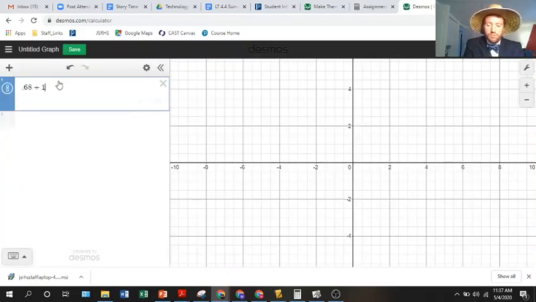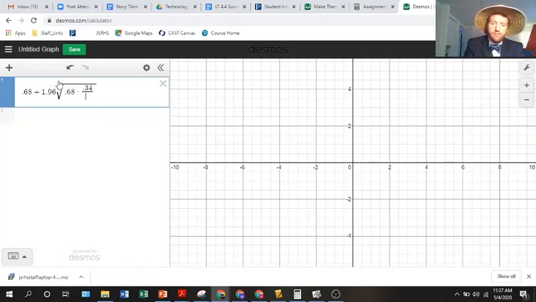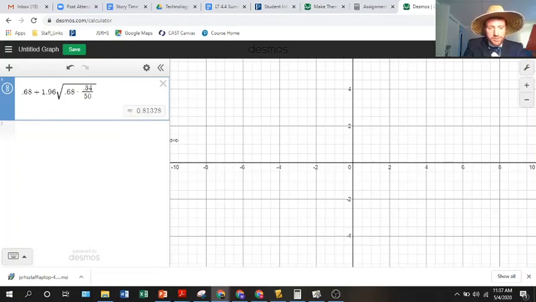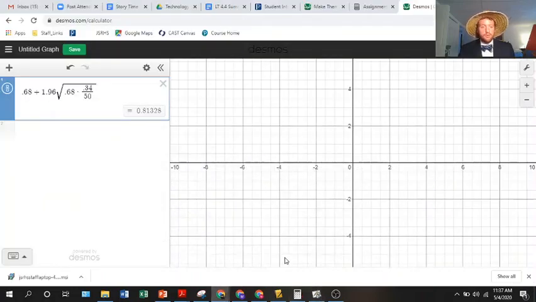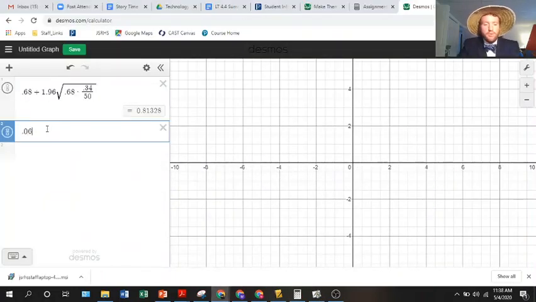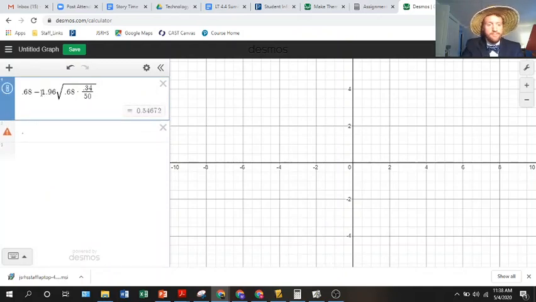0.68 plus 1.96. You can do square root of 0.68 times 0.34 divided by 50. Notice I don't care about what the error is because it's all built into the confidence interval. So 0.81813. Yeah, I'm recording a video. 0.68. And then just change it to a minus. 0.547.